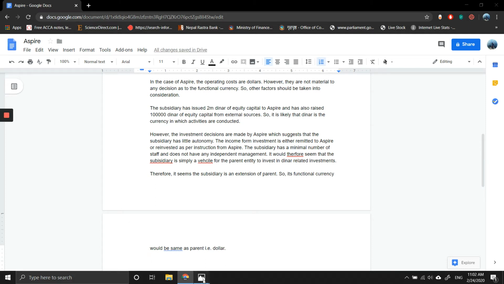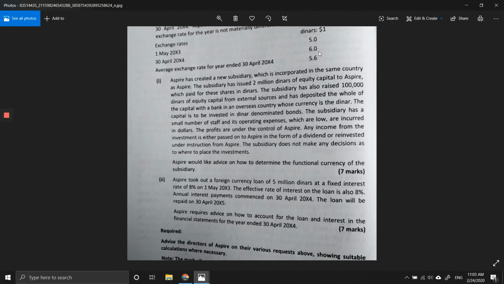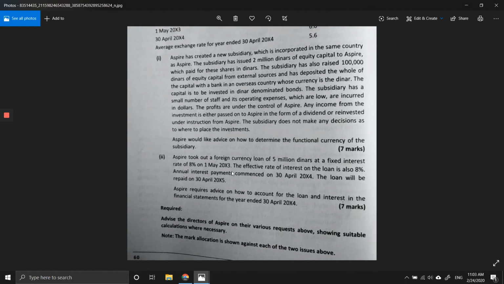Okay, what we need to talk about next is that Aspire took out a foreign currency loan of 5 million dinar at a fixed interest rate of 8%. On 1st May 20X3, the exchange rates are given, and the effective interest on the loan is 8%. Annual interest payments commence on this date. The loan will be repaid on 30th April 20X5, after 2 years, right?